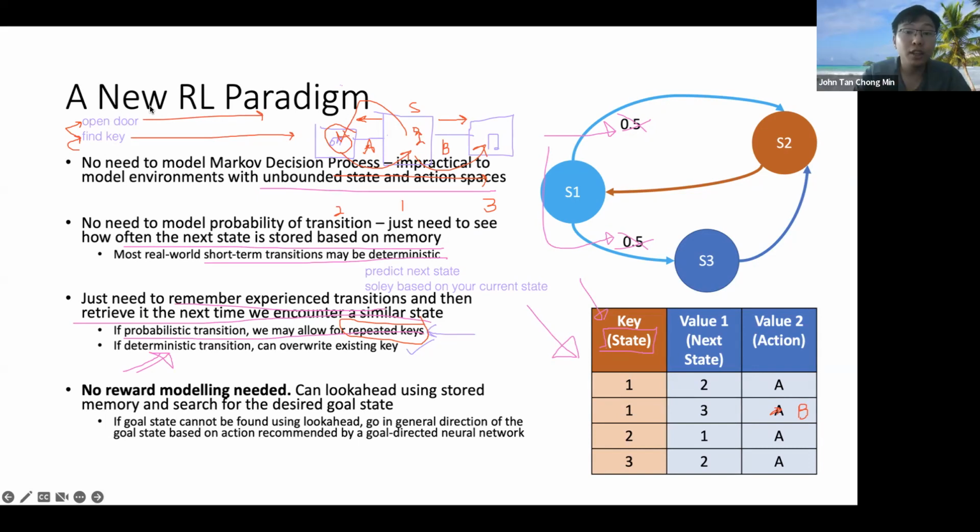Even if the transitions are probabilistic, like action A in the diagram here, what will happen is that you will keep trying this transition until you make it.